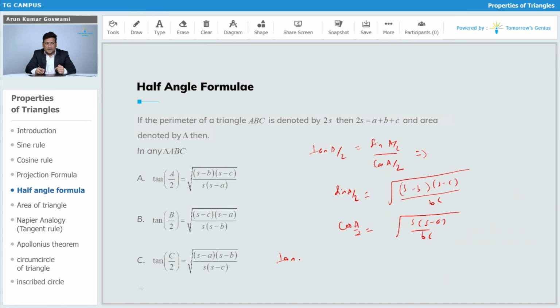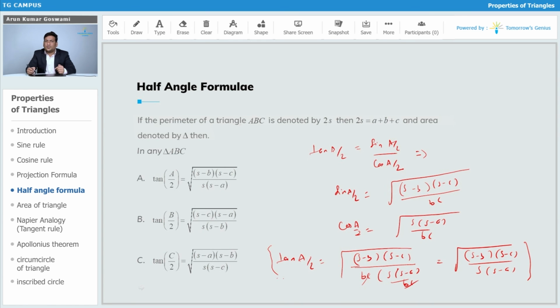So my tan A by 2 will come directly as, I will write (s minus B), because BC will be cancelled out, divided by s into (s minus A), BC gone. So this is my tan A by 2 formula. Okay, so like that we can do this formulation, half angle formulation. Okay, let's see the problem on this.